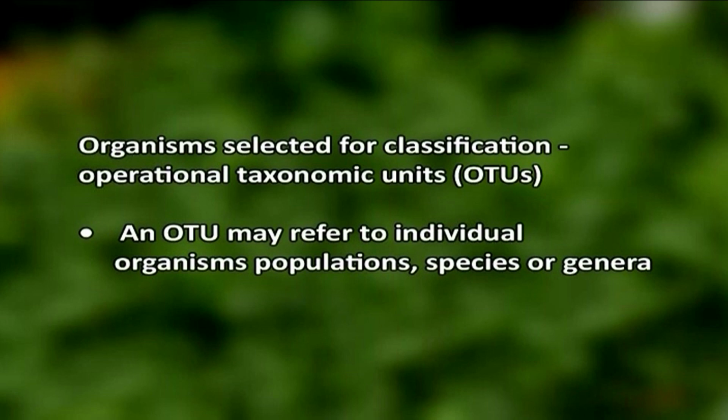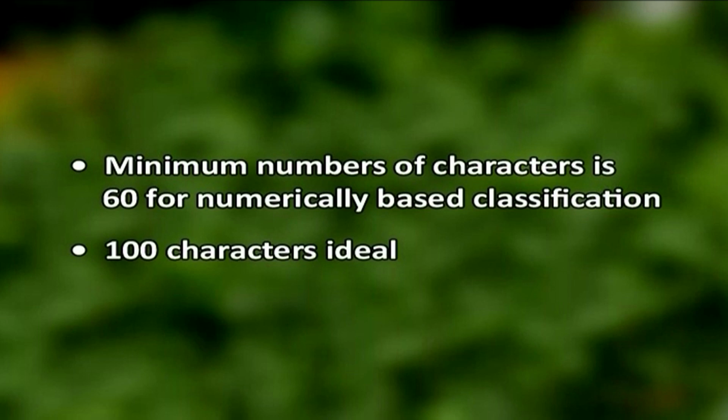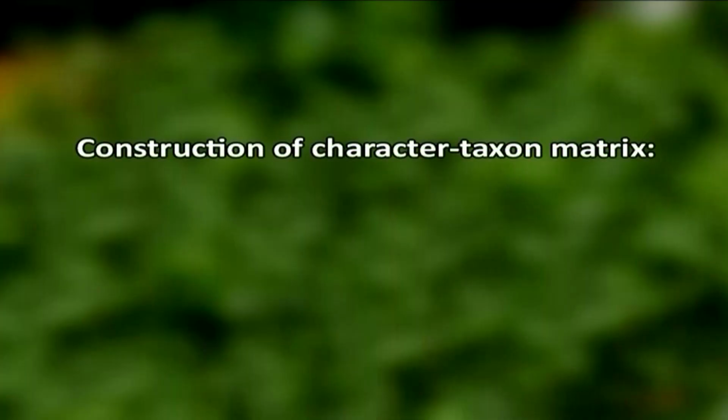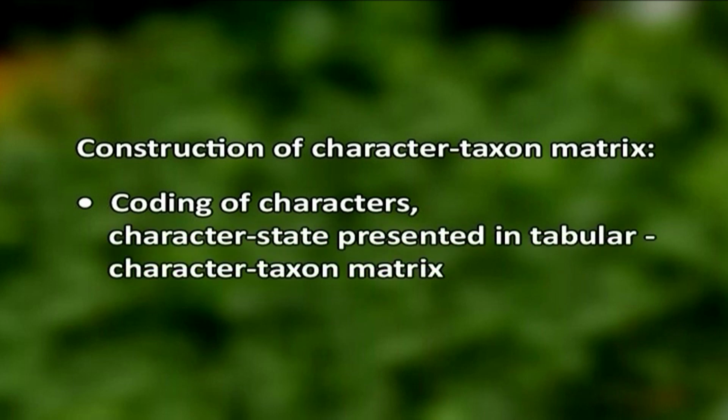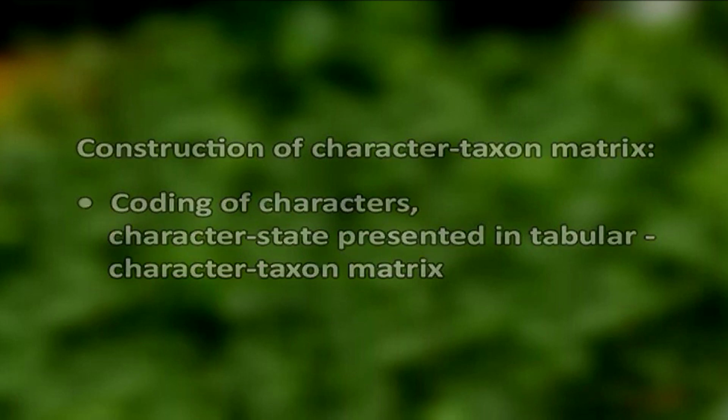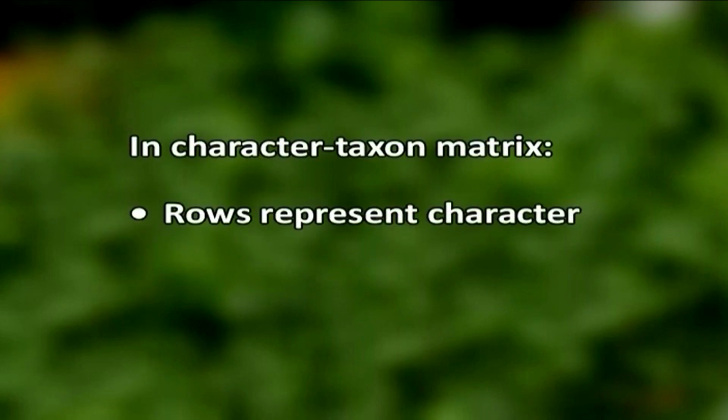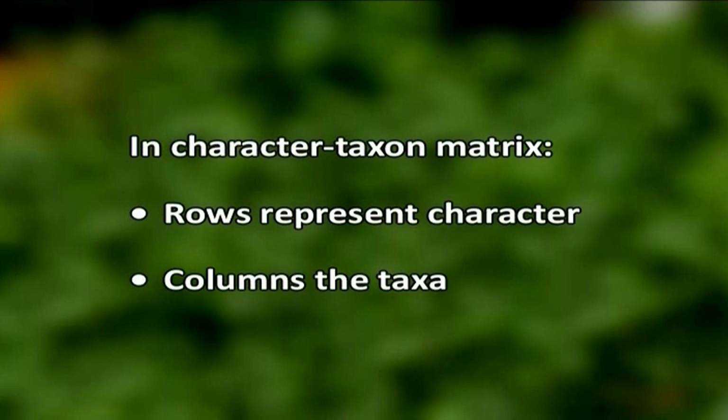The second step is selection of characters. The minimum number of characters, as I stated earlier, is 60 for numerically based classification, whereas 100 characters are considered ideal. This is followed by description or measurement of these characters. Number third is the construction of a character taxon matrix. The coding of characters and character state is presented in a tabular form, which is known as a character taxon matrix. In a character taxon matrix, rows represent the character and columns the taxa.